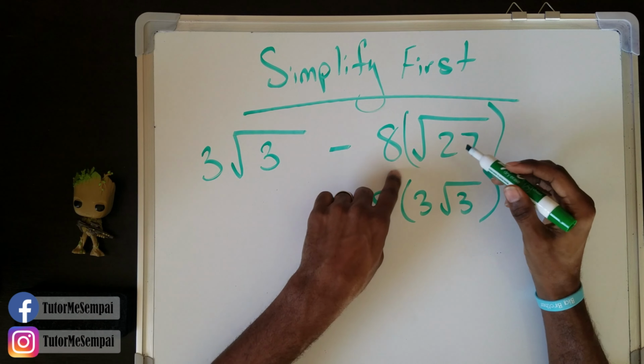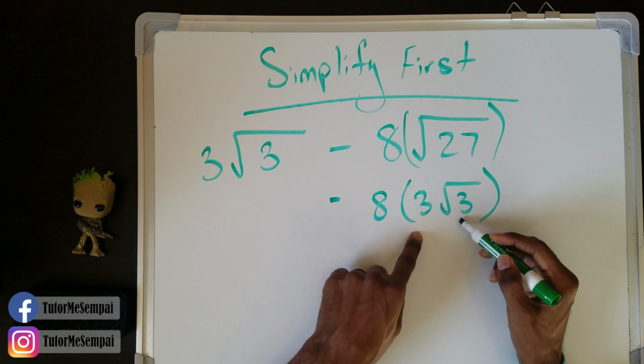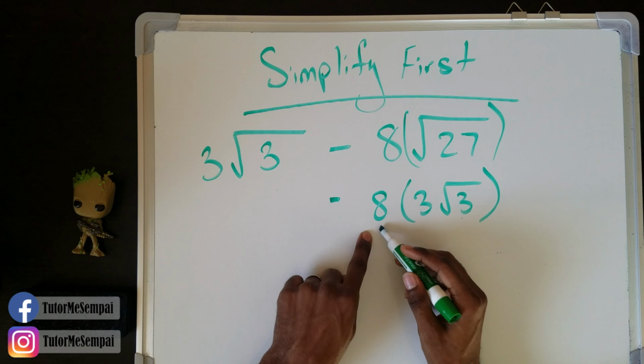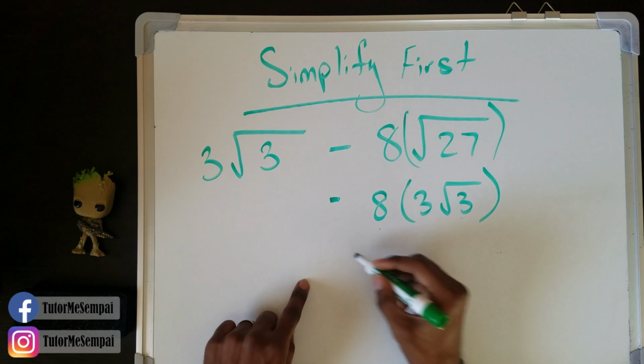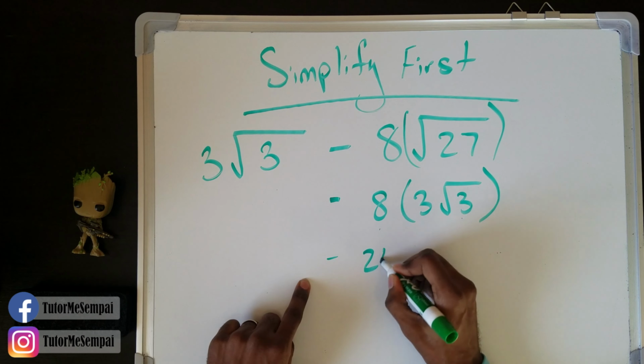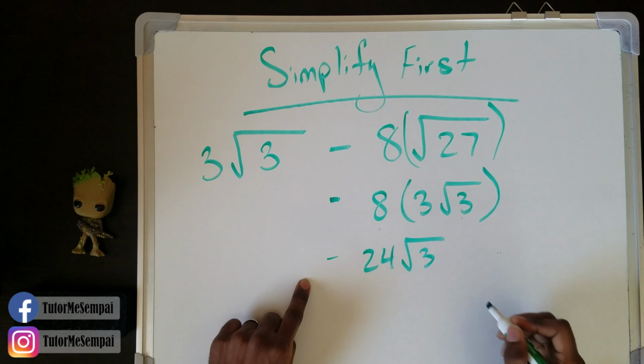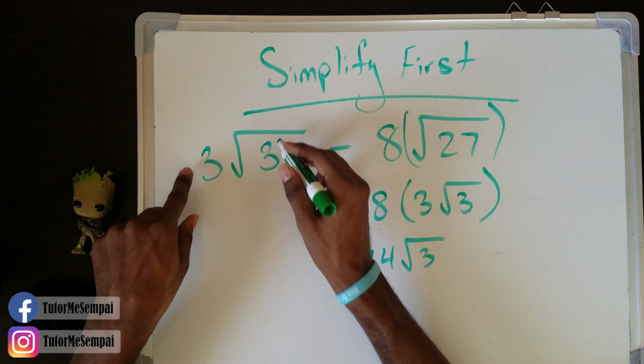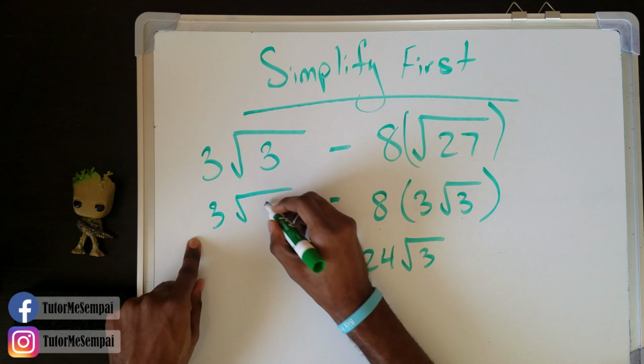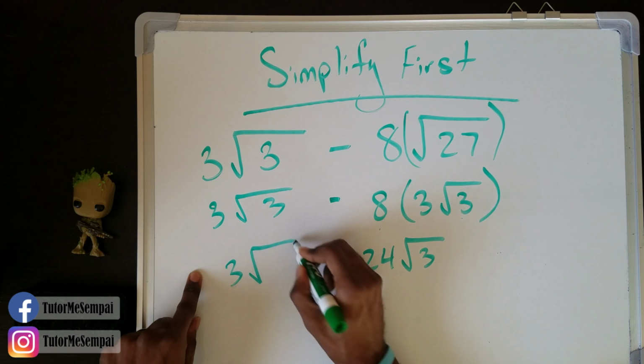So now that we've simplified our square root of 27 into 3 times the square root of 3, we can then multiply this 8 times this product here. And when we do that, we get 24 square root of 3. So now we have 24 square root of 3. We can bring this down. So it's going to be 3 square root of 3 here, 3 square root of 3 here.